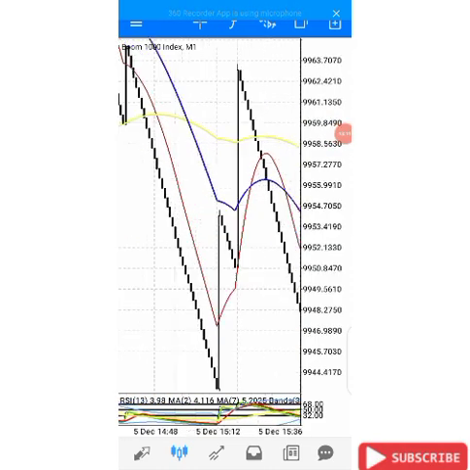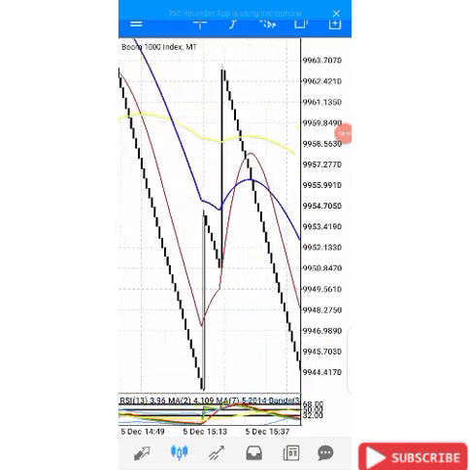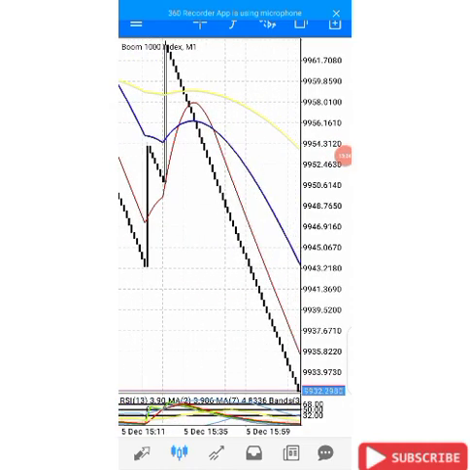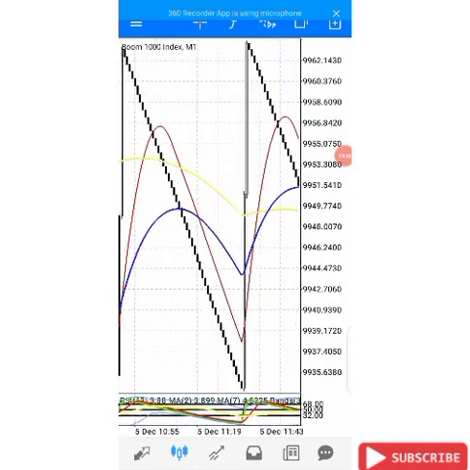I prefer to enter here. This is where I prefer to enter, because the yellow is above. It has crossed the blue and the red here, so it's telling me that the market is in a downtrend, and the market goes down. Let's look for more examples.